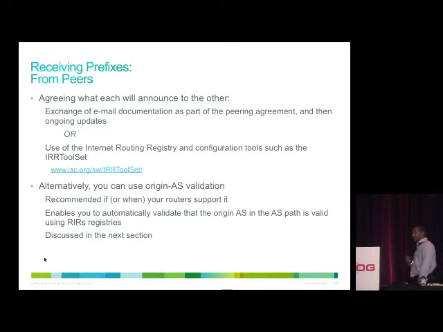Another way to validate that a specific prefix belongs to an autonomous system is using Origin AS Validation, the RPKI infrastructure, and we'll see that. So this is an automated means to check whether a route received from a peer really belongs to the AS it is originated from. And we'll see how it works.